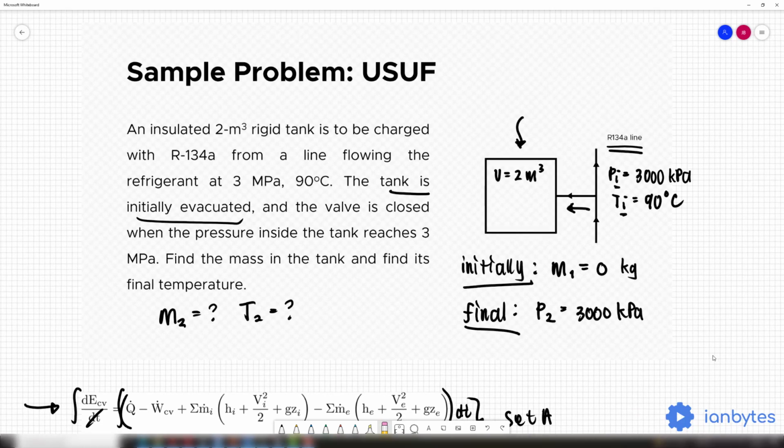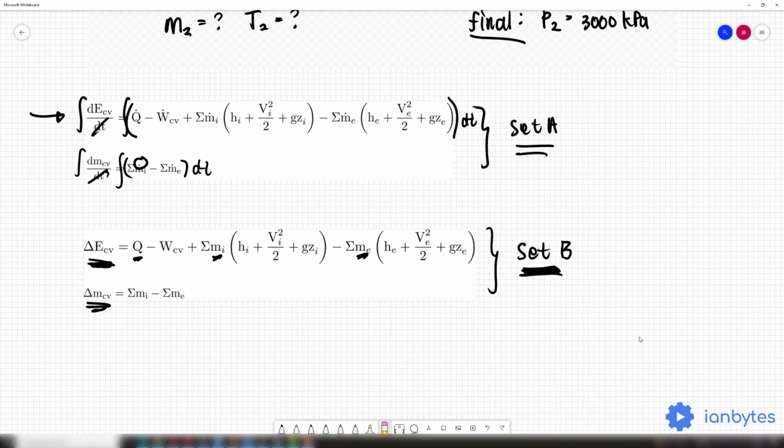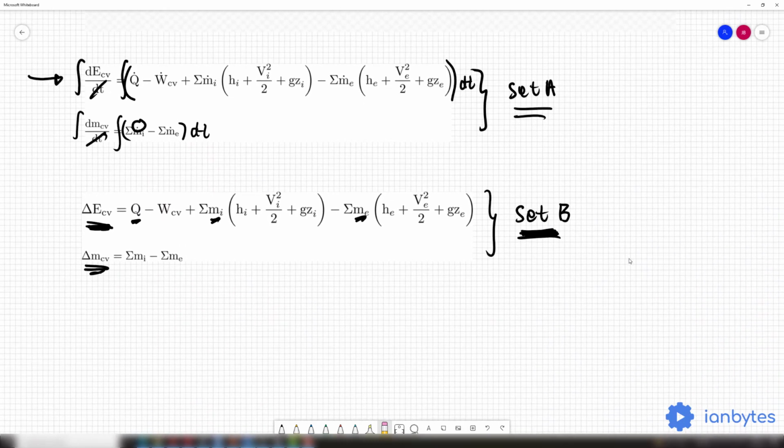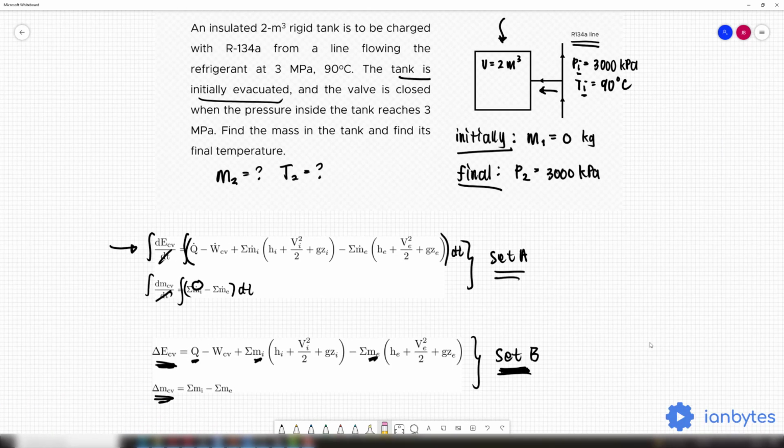At yung ating mass ay naka-standard form, hindi siya naka-time rate form, which means that we focus on the set B equations. So let us further simplify the first law equation for the uniform state, uniform flow system based on the word problem that we have. According to our problem, we have an insulated tank, which means that the heat transfer Q is just equal to 0. Remember, by definition, kapag sinabi nating insulated system, walang heat na nagta-transfer in and out of the system.